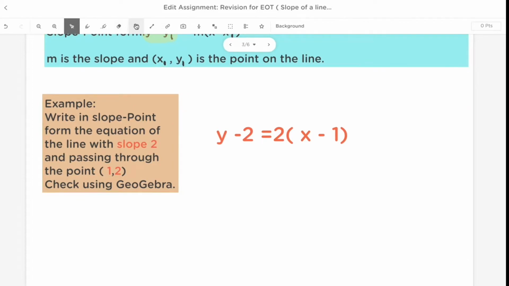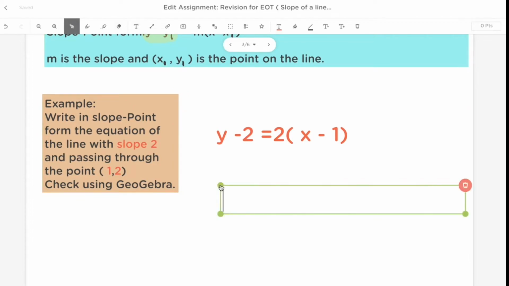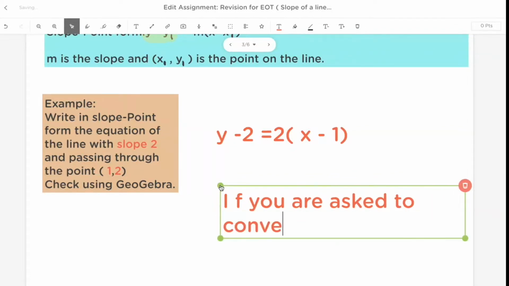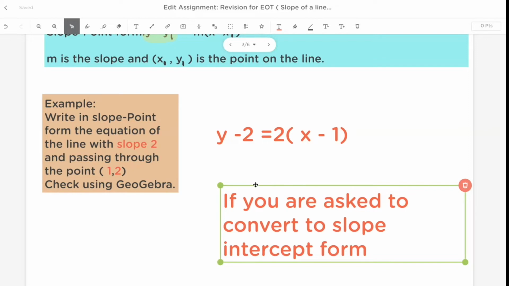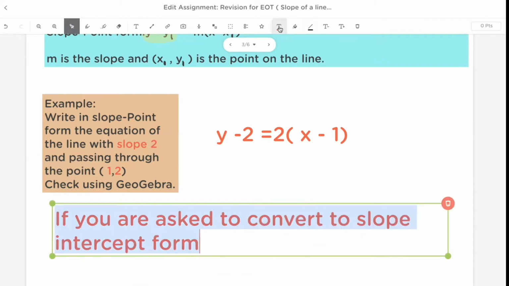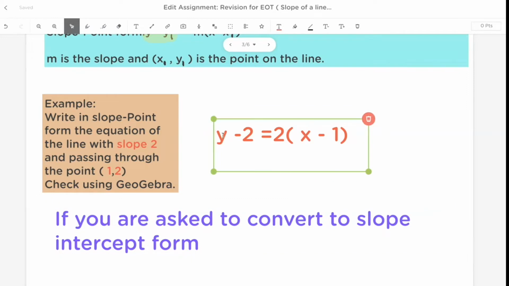If you want to convert, you're not supposed to do it, but because I have a student who is eager to know, if you are asked to convert to slope intercept form, you heard the student asking me. Okay. If you ask to convert, let's change the color of this one, make it purple. What you need to do, you take this form and you simplify it.